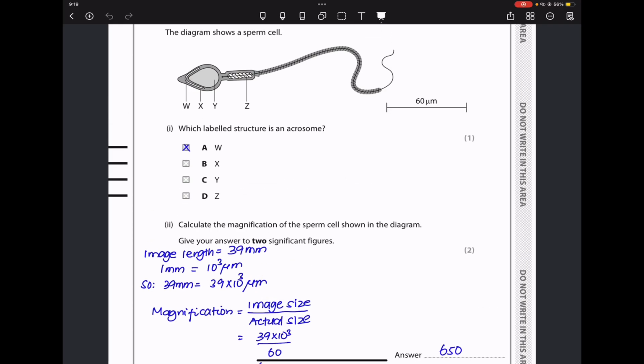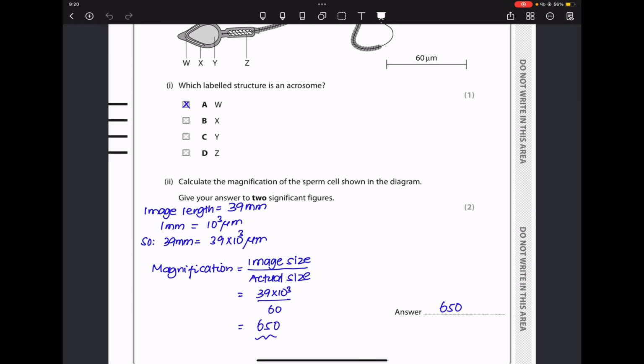Here you had to get the actual length. So from my diagram, my actual length was about 39 millimeters, which is about 3.9 centimeters. So 1 millimeter is going to be 10 power 3 micrometer, meaning 39 millimeters is going to be 39 times 10 power 3 micrometer. So since magnification is image size divided by the actual size, it's going to equal 39 times 10 power 3 divided by 60, which is what we have there.